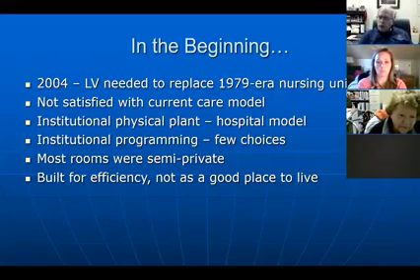Like most facilities built in that era, most of our rooms were semi-private, which I think is sort of an oxymoron. You can either be private or not private, but I'm not sure exactly what semi-privacy is. And like everything else, they were built on a model that was seen as being efficient, but not really a good place to live. Okay, you can advance to the next slide.